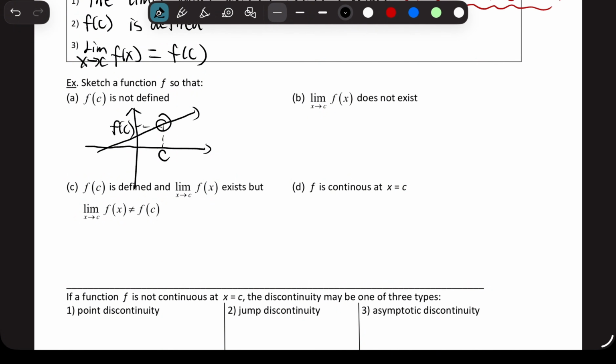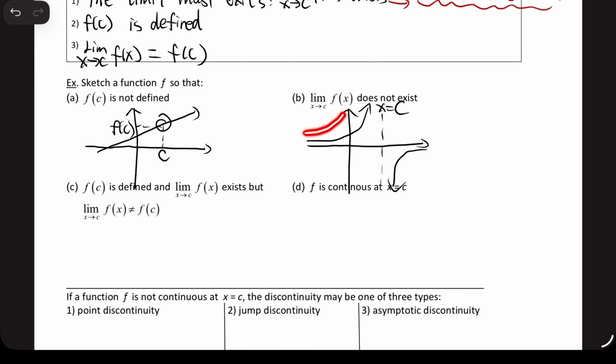What about when the limit as x approaches c of f of x does not exist? We know that a limit does not exist when its left limit does not equal its right limit. So we can say there's an asymptote at x equals c. The function may look like this, because its left limit goes all the way to infinity, but its right limit goes all the way to negative infinity. So the limit does not exist.